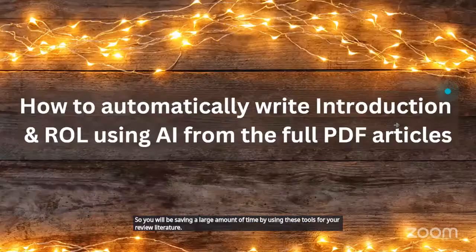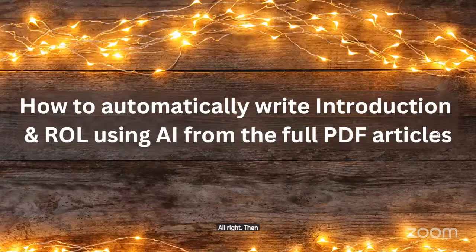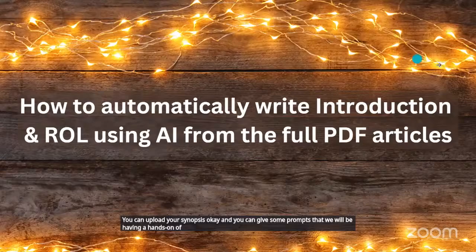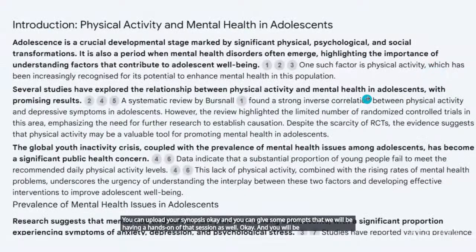All right. Then since you have already downloaded the full articles, say you have 30 full articles, you can now use another AI tool by Google. Okay. You can upload all these full articles to it. You can upload your synopsis. Okay. And you can give some prompts. We will be having a hands-on of that session as well. Okay. And you will be able to write the entire introduction using AI.